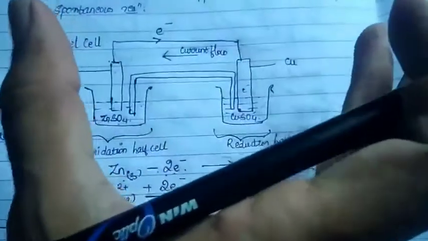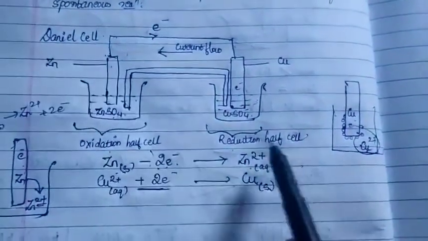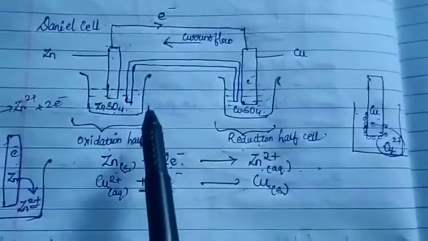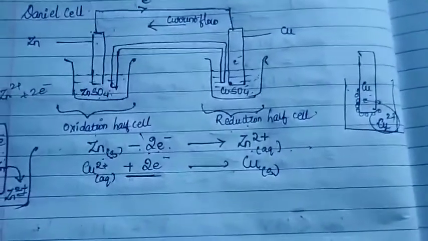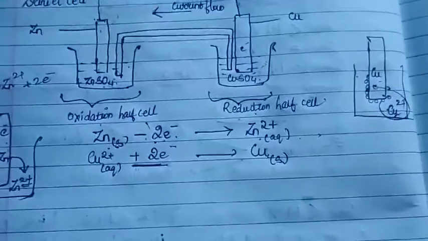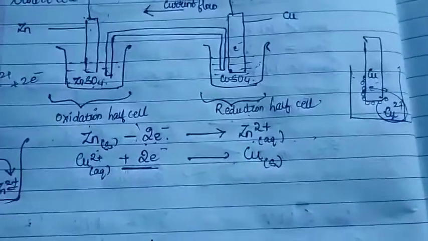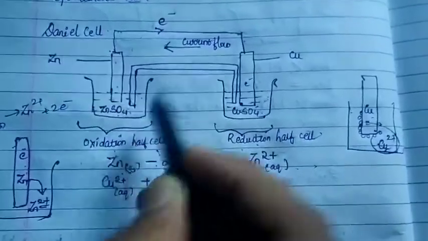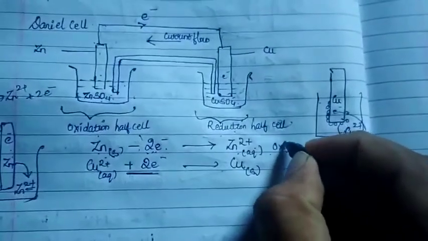Whenever we talk about a complete cell, the overall cell working is divided into two half cells: an oxidation half cell and a reduction half cell. Why is it called an oxidation half cell? Because in this half cell, zinc is losing two electrons. Recall from redox reactions that oxidation is loss of electrons. So the reaction we write, zinc losing two electrons to give Zn2+, will be called what?